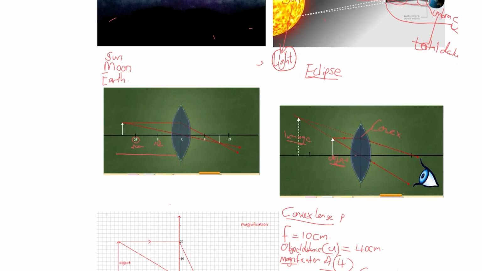Now, this object distance was U, and we say that our U was 40 centimeters. The ray diagram that we are going to draw is going to have our object being 40 centimeters away from the lens. What happens? We are going to construct a ray diagram for that. Okay, let us start.